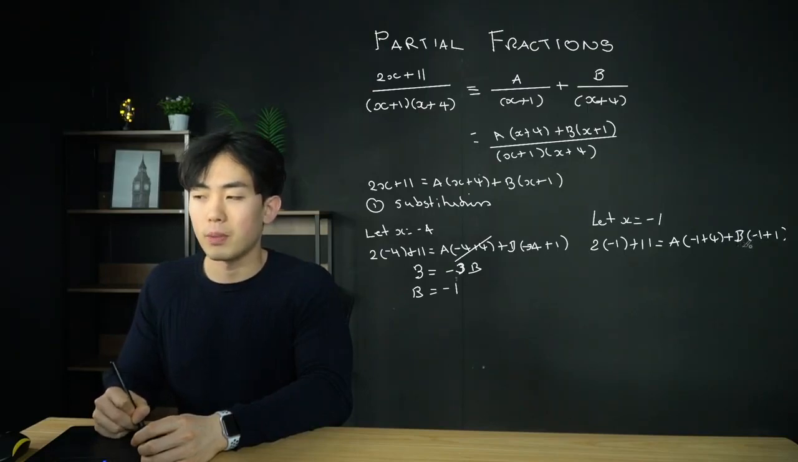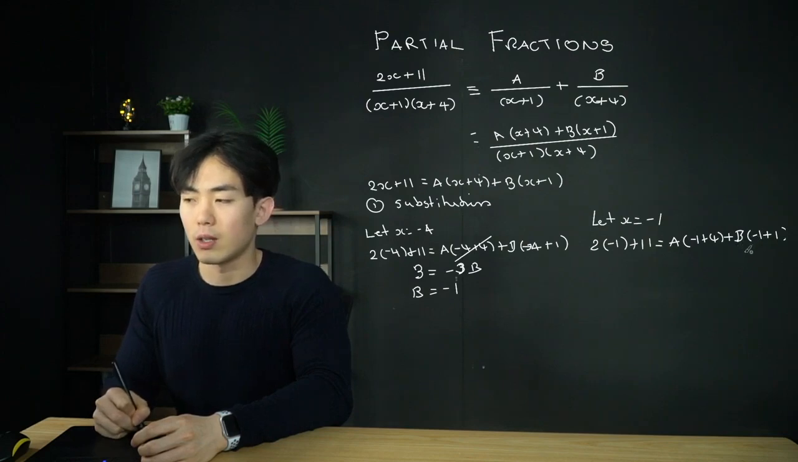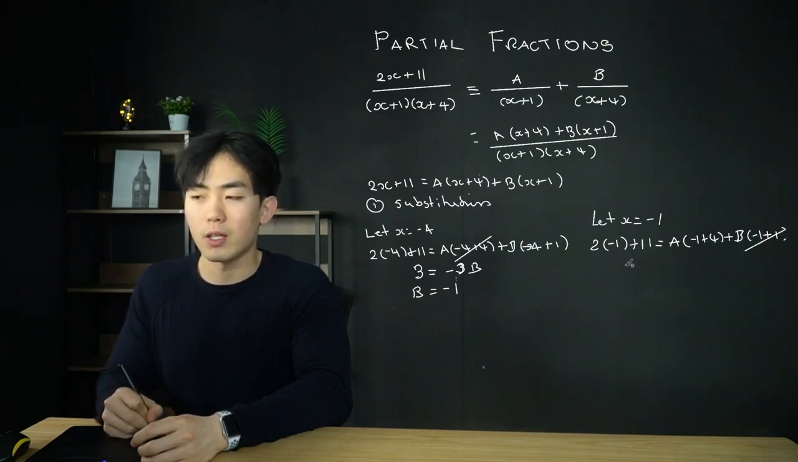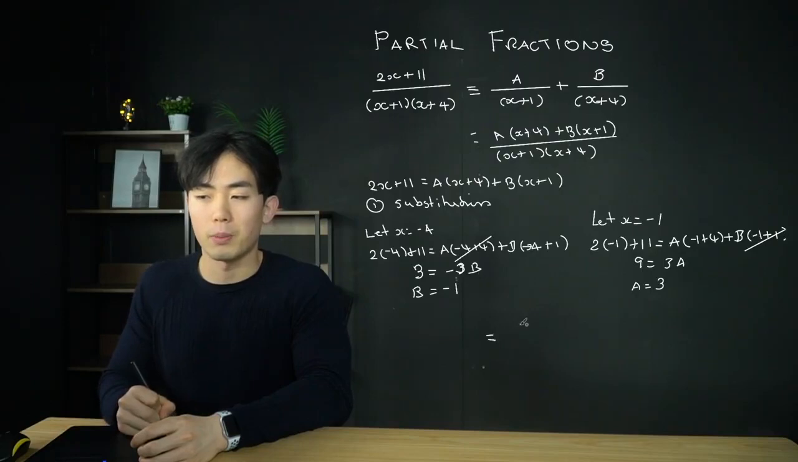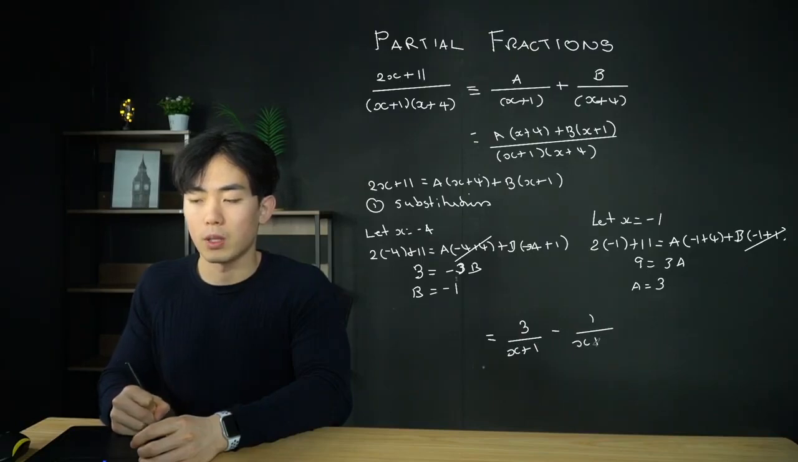As you can see again, this b times (minus 1 plus 1) goes to 0, so that will disappear, and what we're left with is minus 2 plus 11, that is going to be 9, equals minus 1 plus 4 is 3a. And therefore, a will be equal to 3. Okay, so this original large fraction, we can split up into saying that it's going to be equal to 3 over (x plus 1) minus 1 over (x plus 4).